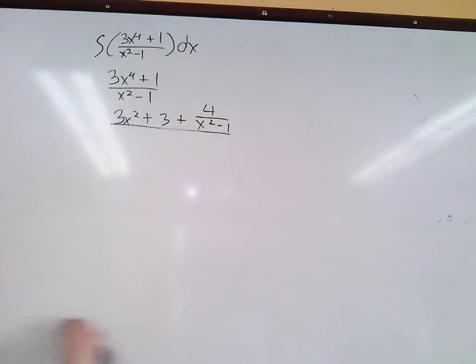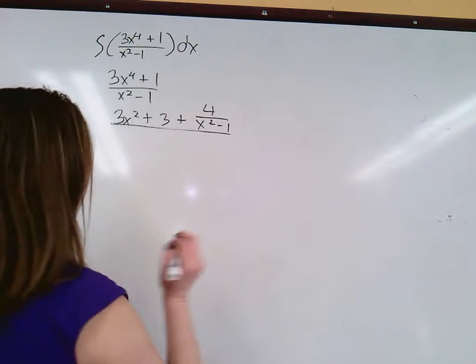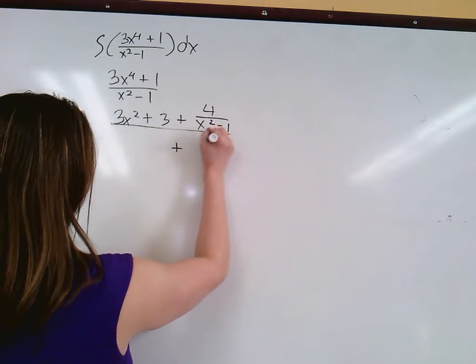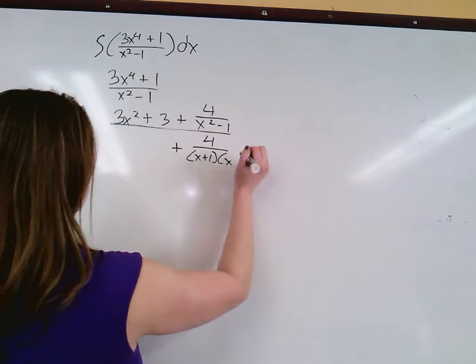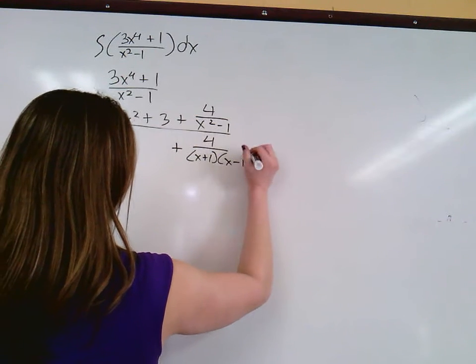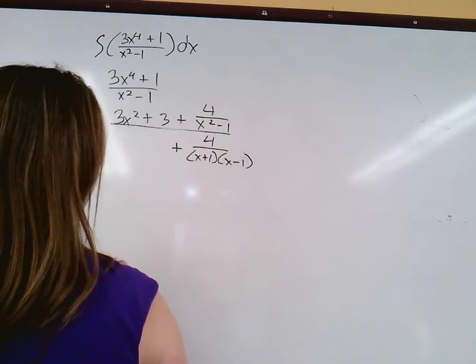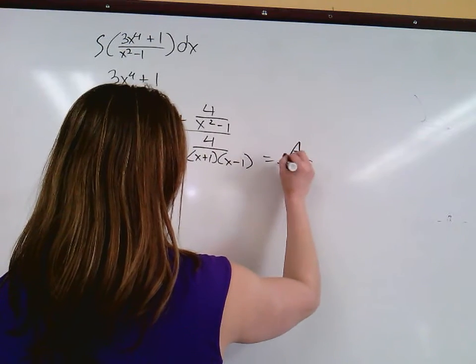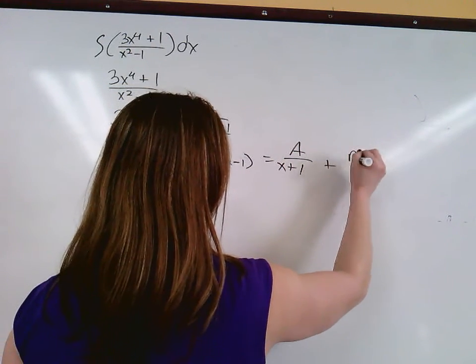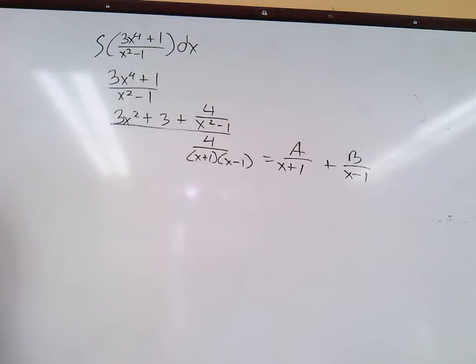Okay, now we're going to break that up. Can you break up x squared minus 1 into linear factors? Yes, because it is a difference of squares. x plus 1, x minus 1. So that is going to give me an A. So just hold off on that. Equals A over x plus 1 plus B over x minus 1. Multiply by the least common multiple, which is going to be x plus 1 times x minus 1 everywhere.